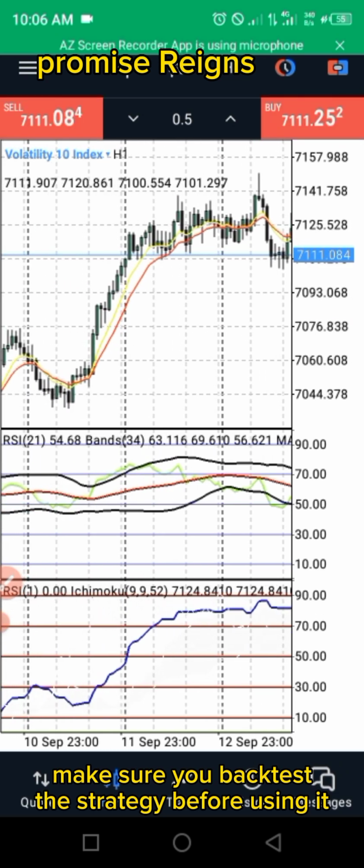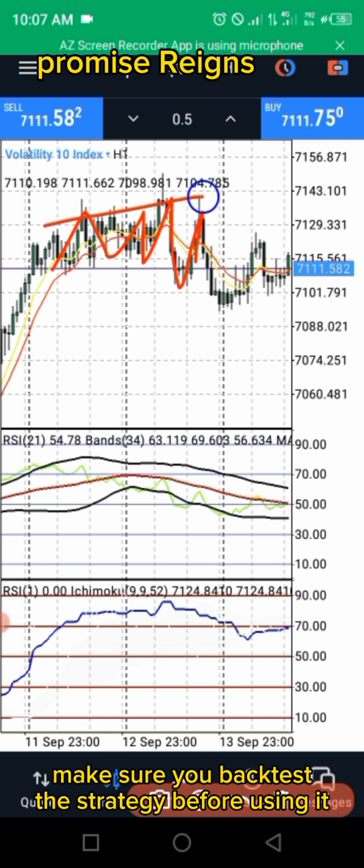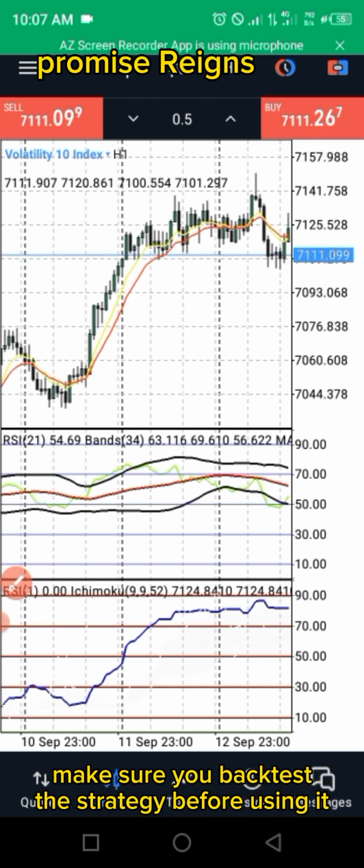You can see, and in a choppy market, do not trade a choppy market. What do I mean by a choppy market? A choppy market is whereby the market is not giving us a direction, it's just going like this. Once you see something like this, just leave it. This strategy works on all volatility pairs.